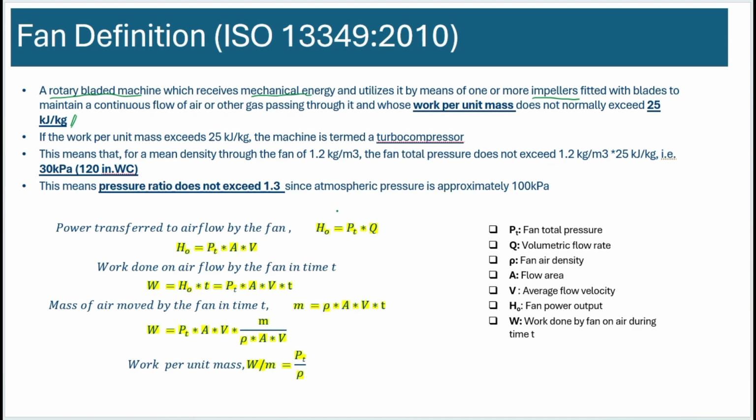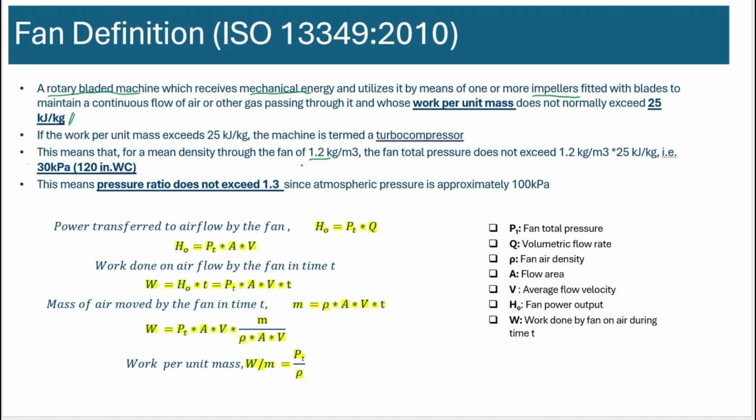Well, what happens if it's more than that? At that point, it's considered a compressor, a turbo compressor. That's too much energy to be considered a fan. So if it is 25 kilojoules per kilogram, and we assume the working fluid is air, it has a density of 1.2 kilogram per meter cube. What this means is this particular fan should not be able to provide a total pressure change of more than 30 kilopascal, or 120 inches of water column.